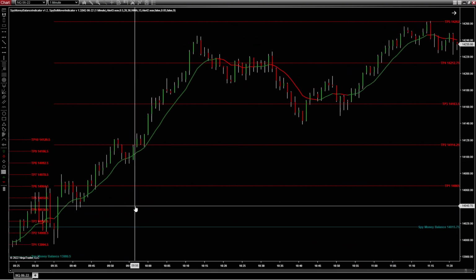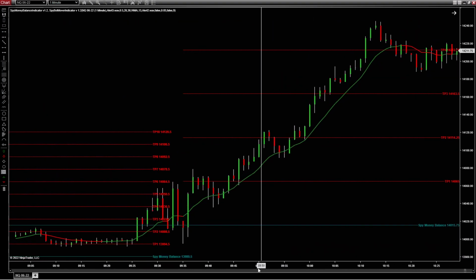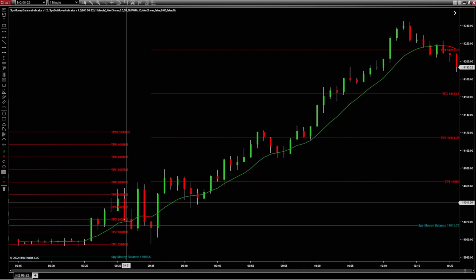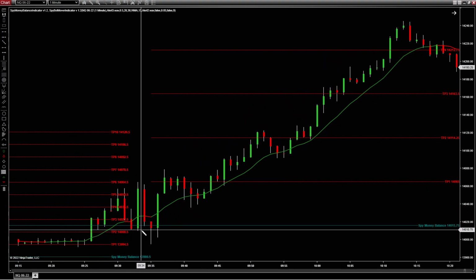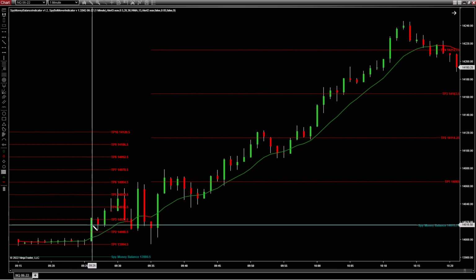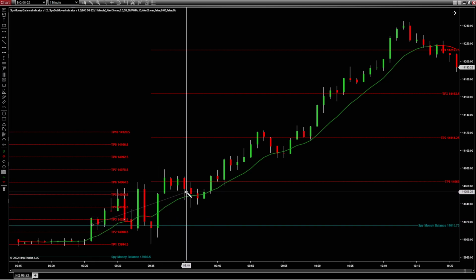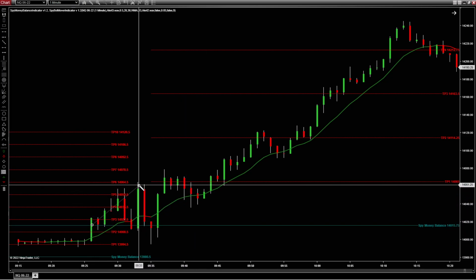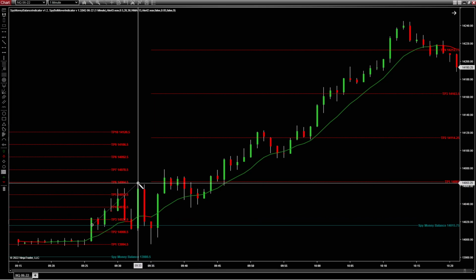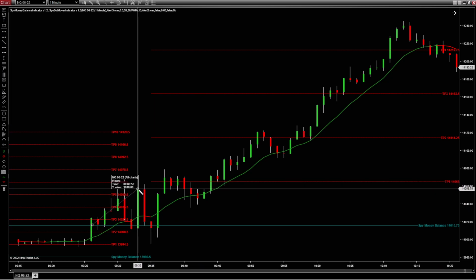If you use the mover by itself, it'll work really well too. A lot of people have purchased the mover. The mover, you have actually entered right here. You would have stayed in that trade the whole time. Actually, when this went up to your profit target, you probably would have been out about right here.